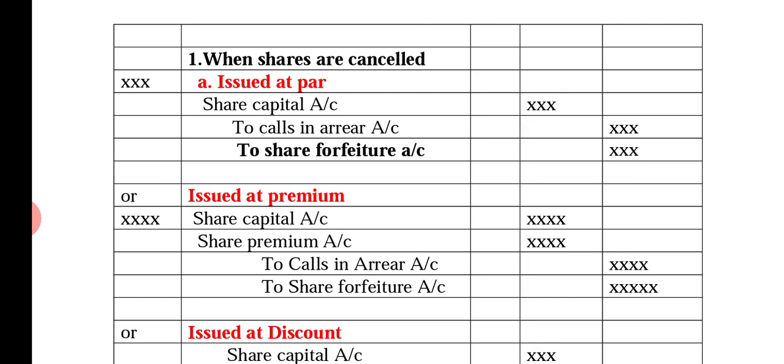That means the premium is not collected. That is also taken as calls in arrear, so you must add calls in arrear 3 rupees: 2 rupees first call amount plus premium amount 1 rupee, total 3 rupees. The 3 rupees is taken as calls in arrear. Now I repeat once again: share capital account 7 rupees, share premium account 1 rupee, calls in arrear 2 plus 1, 3 rupees, share forfeiture account 5 rupees.